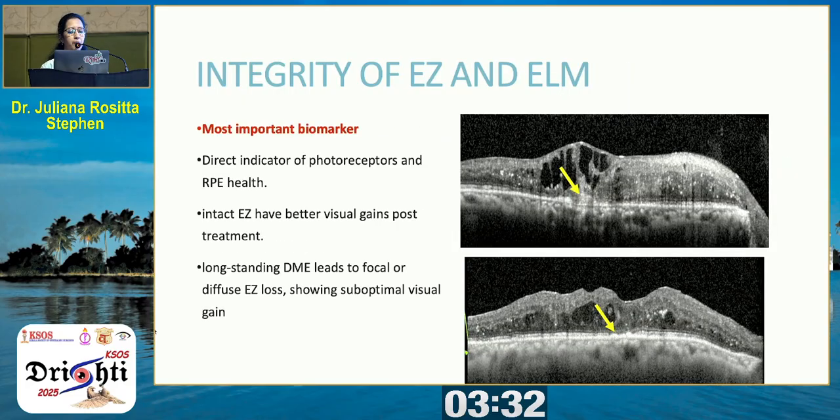The very important indicator and biomarker is the integrity of the ellipsoid zone and ELM. It is the most important biomarker. It is a direct indicator of photoreceptor and RPE health. Intact EZ has a better visual prognosis post-treatment. Long-standing DME leads to focal and diffuse loss of EZ, showing suboptimal visual gain.